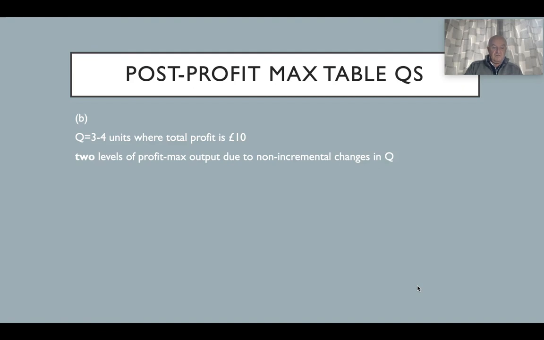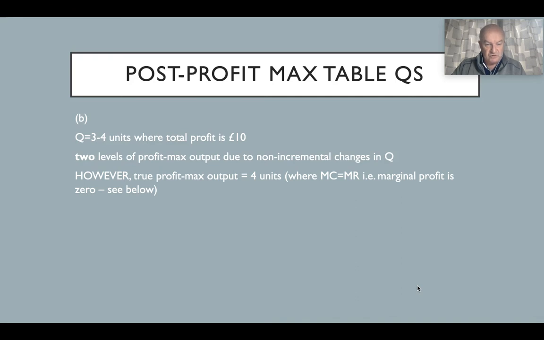The two levels of profit maximization output are due to the non-incremental changes in quantity. So we've got the same amount of profit being achieved between 3 and 4 million pounds. However, the true profit maximizing output would be at 4 million, where effectively our marginal cost equals our marginal revenue. It's where our marginal profit is essentially zero, okay?